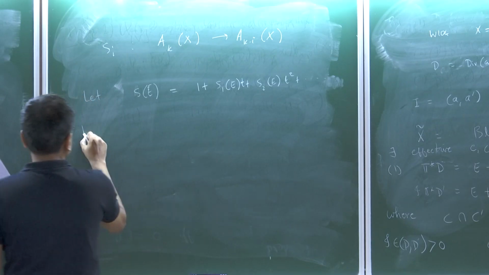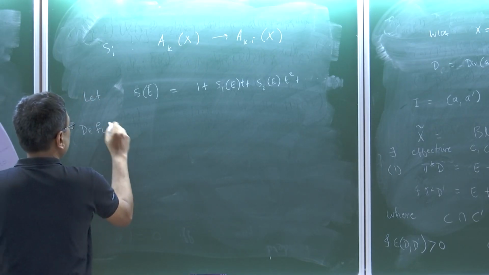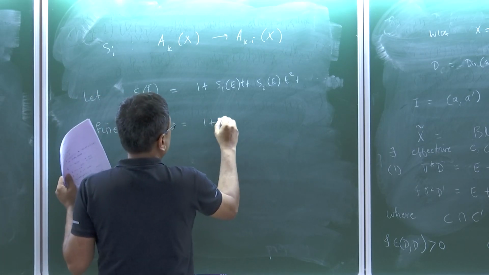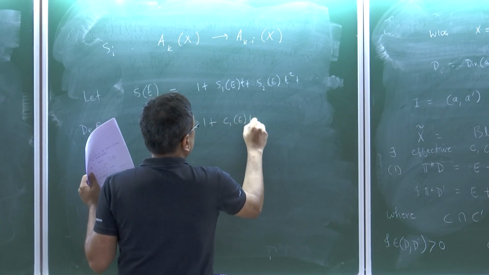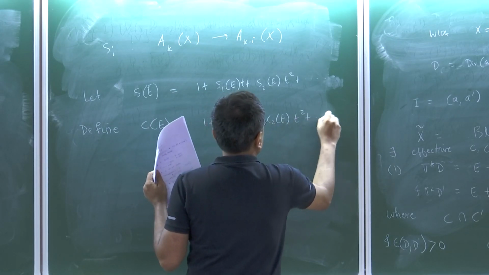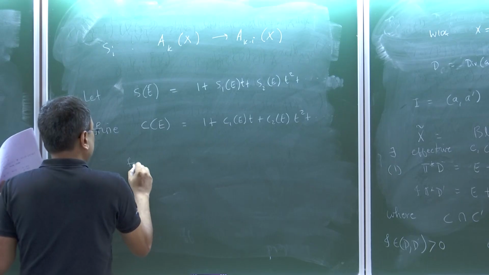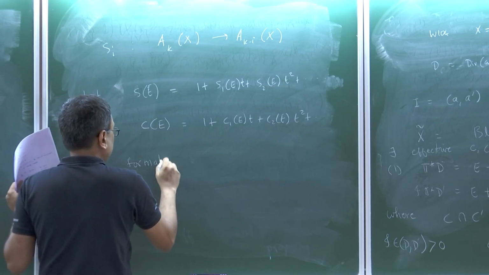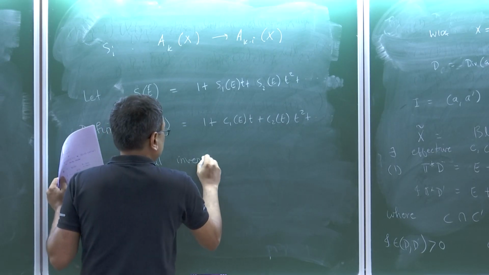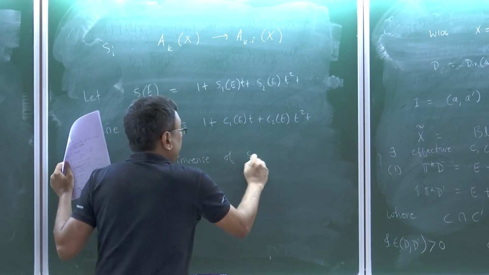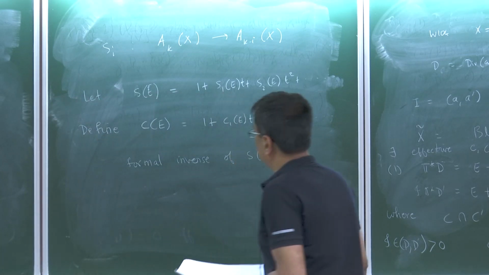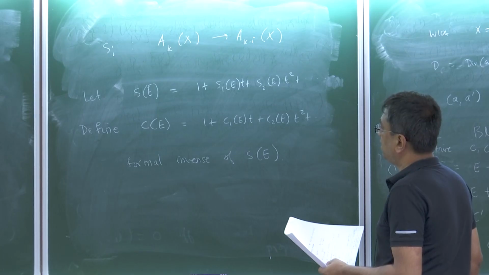So define C(E), which I'm going to write as 1 plus C_1(E) t plus C_2(E) t^2 plus dot dot dot. This is the formal inverse of the Segre class. So what does formal inverse mean? Give me a minute. So formal inverse of S(E). Okay, and now.